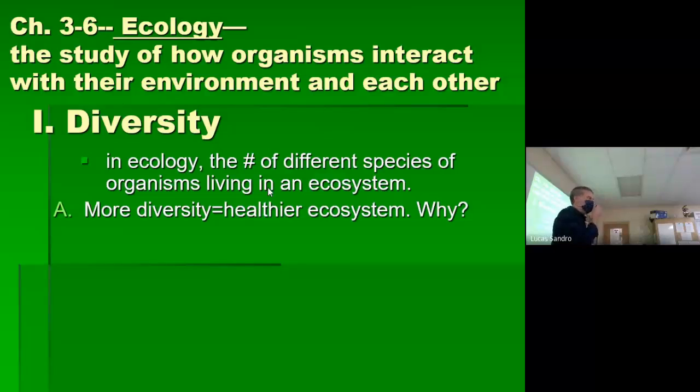Probably helps to define what we mean by healthy ecosystem. That's pretty abstract. Here's what we mean by a healthier ecosystem. A healthier ecosystem is better able to survive disturbance. Why would a more diverse ecosystem be better able to survive a disturbance? What do you think?